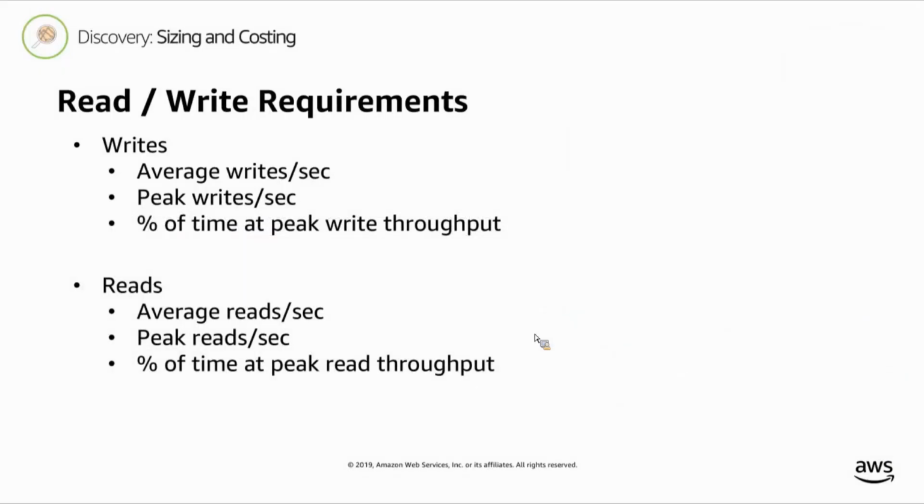So from a sizing and costing perspective, what you're going to want to know about your source deployment is it's going to start with the metrics associated with it. And in DocumentDB, we are thinking about, what are your read and write requirements? How many writes per second do you do on average? And if you have a bursty workload, what does that burst up to in terms of peak? And how often do you sit at your peak rate throughput? The same question is going to be asked about reads.